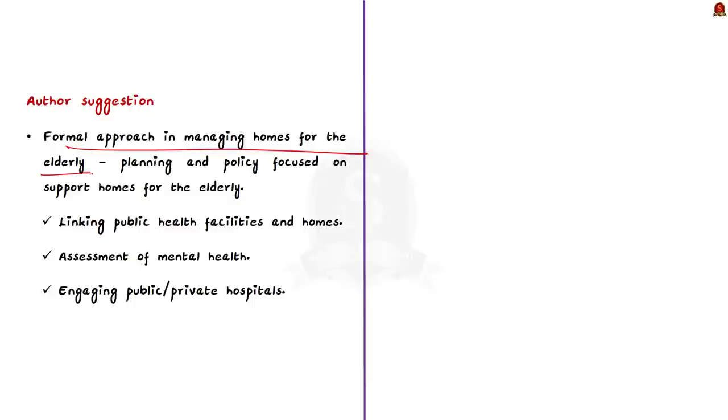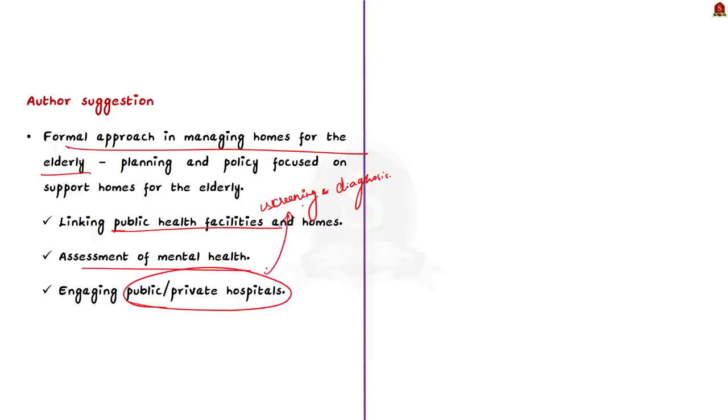These homes should be linked to the public health facilities so that the screening, diagnosis and prognosis of any illness could be taken care of and timely support could be given. This should also include assessment of mental health. And the government can rope in private or public hospitals to provide these services. Only if the government intervenes can we take care of the elderly in a cost-effective way.